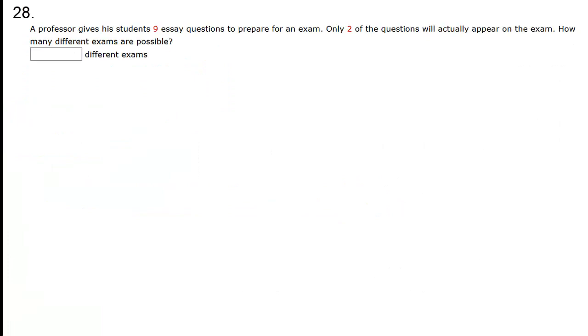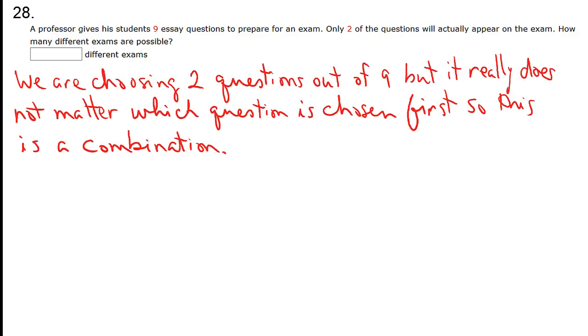28. A professor gives his students 9 essay questions to prepare for an exam. Only 2 of the questions will actually appear on the exam. How many different exams are possible? Keep in mind you're choosing 2 questions out of 9, but it really doesn't matter which question you choose first. So if somebody makes out a test for you, it's not really important which one's first. It's just which set of questions you get.